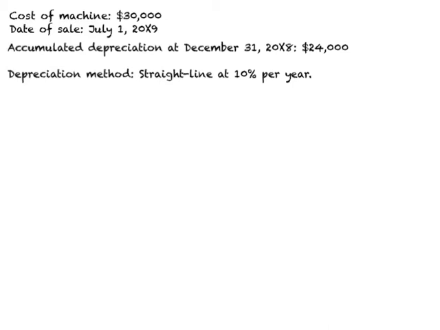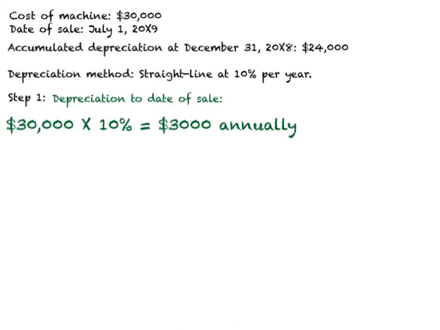Let's take a look at our first step. We need to determine the depreciation to the date of sale. This is the time period from the end of the year to the date of sale, from January 1st, 2009 to July 1st, 2009. Let's first take a look at what the annual depreciation would be. That would be the cost of our machine, $30,000, times the straight line rate of 10%, $3,000 annually.